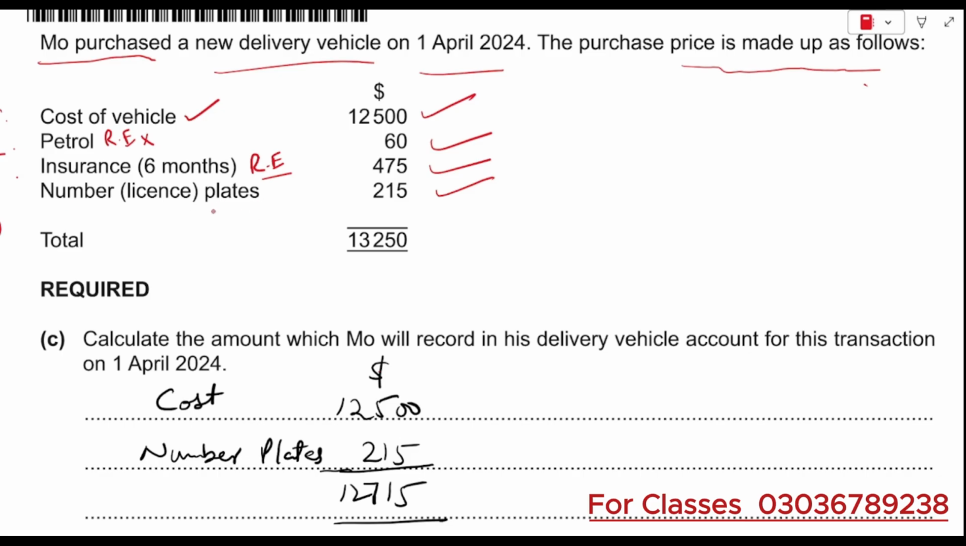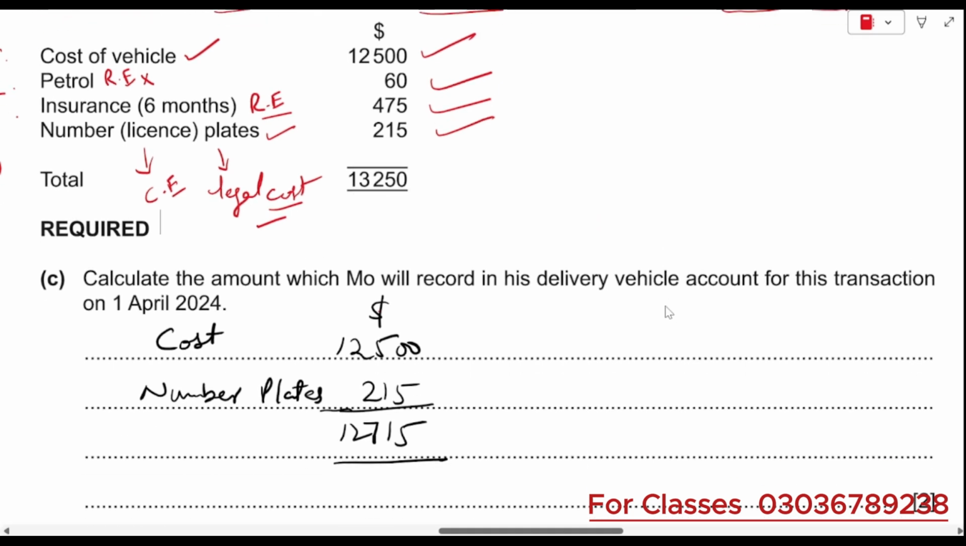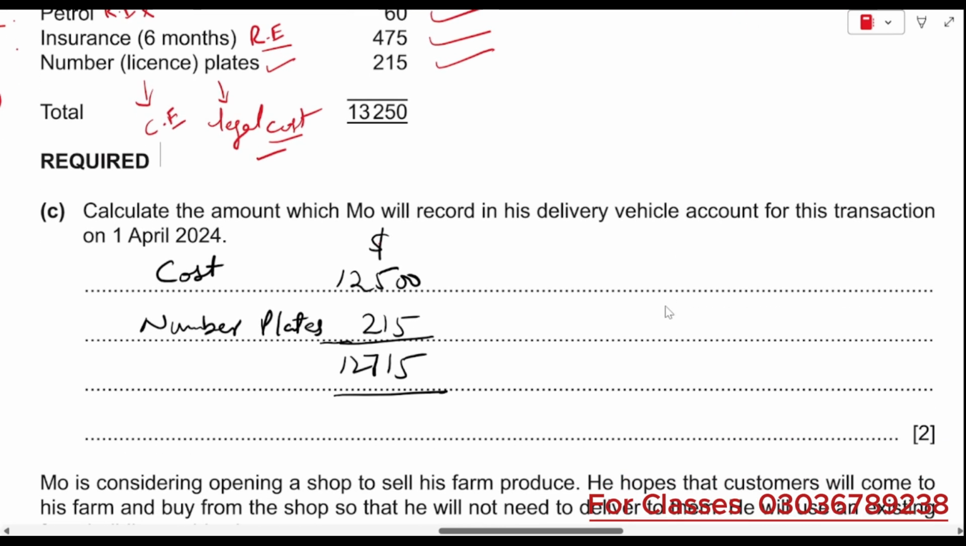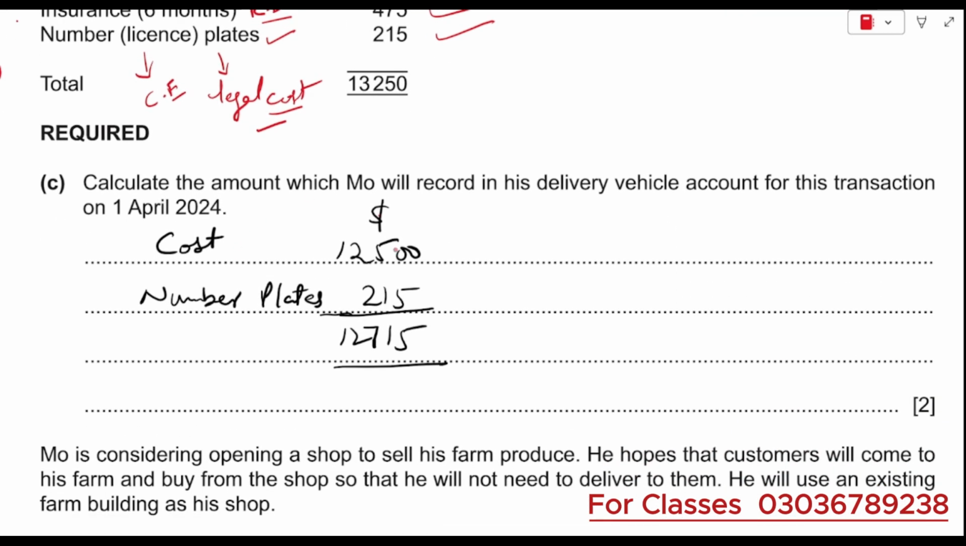Number plates, this is the legal cost. This is legal cost of buying the asset, and legal cost also becomes the cost of the asset. Okay, so legal cost is capital expenditure. So only these two things will go in the account of delivery vehicle: cost 12,500 and number plates 215.